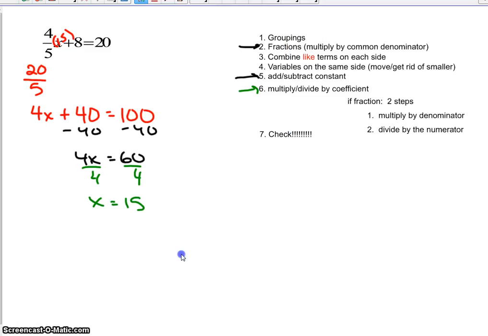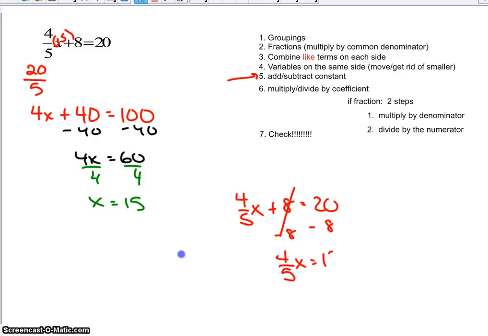Now, another thing I could have done with this one, and since that's my only fraction, I could have gone right to the 2-step situation. I could have gotten rid of my 8. I could have multiplied by my denominator. Because again, what basically they're gone. 4x equals 60. And then divide by the 4, which leads me to x equals 15 as well.